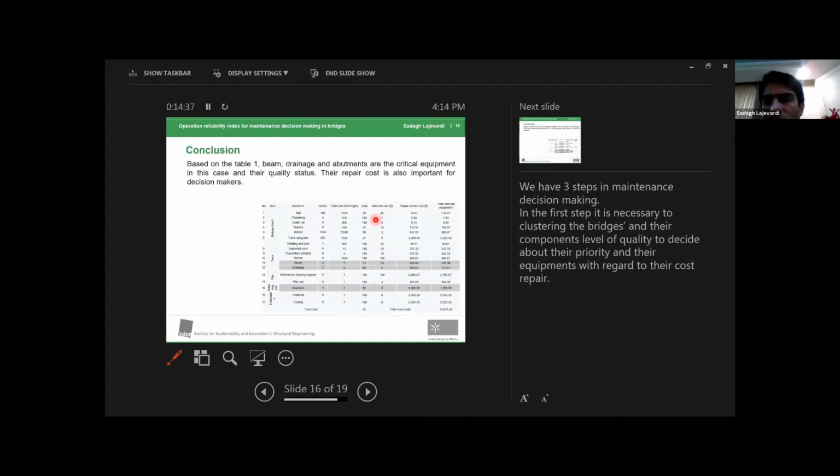For the conclusion, we have 3 steps in maintenance decision making. In the first step, it's necessary to cluster the bridges and their component levels of quality to decide about their priority and their equipment with regard to their repair cost. And you could see the important equipment in this slide.